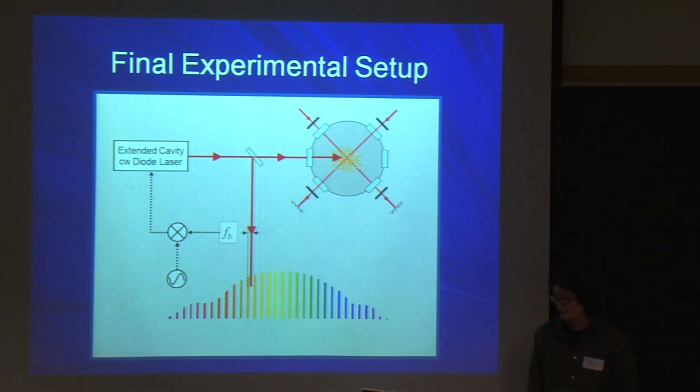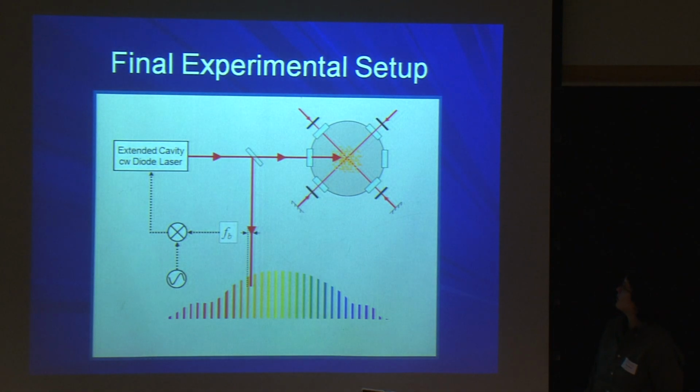Our final experimental setup will be that we will cool and trap lithium atoms with lasers. Then we'll probe them with an extended cavity diode laser. Then we'll interfere the diode laser light with the comb to figure out exactly what frequency it is. And then we'll look at the fluorescence of the excited atoms, compare that, and figure out the frequencies of the transitions in the D1 and D2 lines.